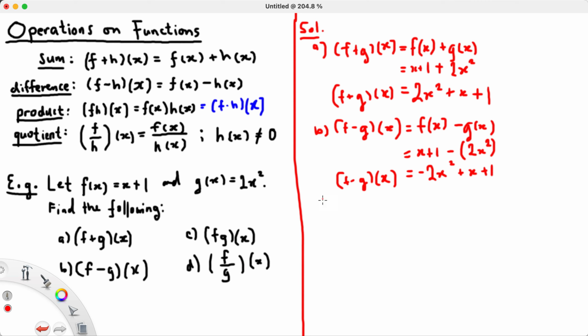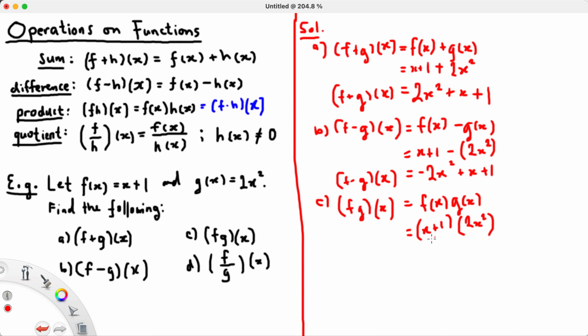For letter C, it's product rule. So what we're going to do is we're going to multiply them. So f times g of x. So we know f of x is going to be written as f of x times g of x. So we have our f of x to be x plus 1, open parenthesis, for it to be safe, times 2x squared.